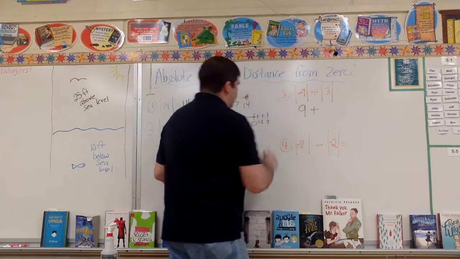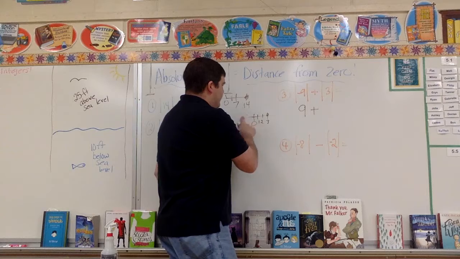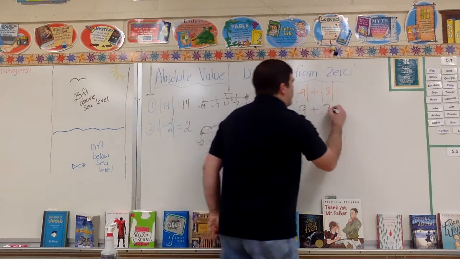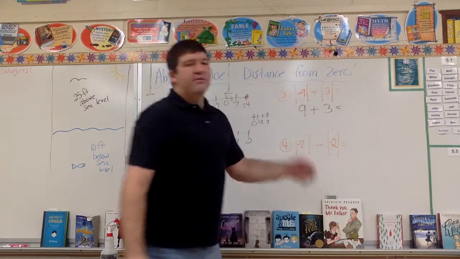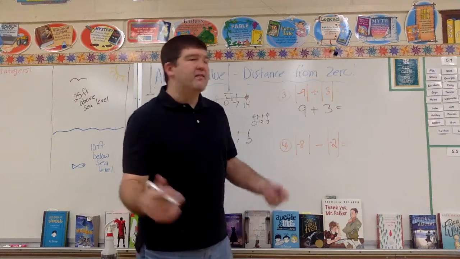Now the absolute value of 3, 1, 2, 3, it's right here. This is not a good graph. Let's get rid of that. There you go. Absolute value of 3 is 1, 2, 3. So the absolute value of -9 plus the absolute value of 3 is going to be 12.